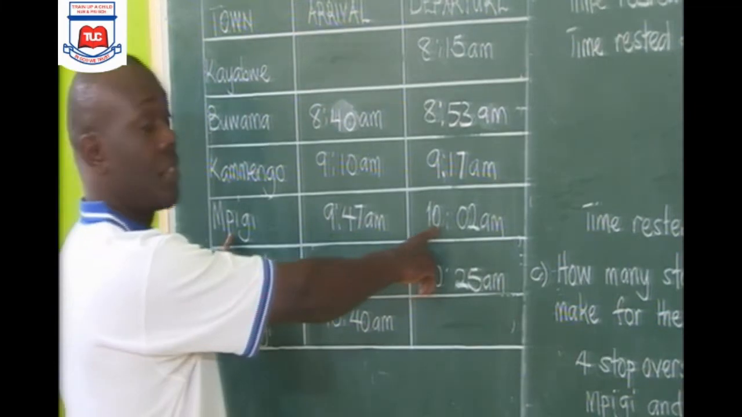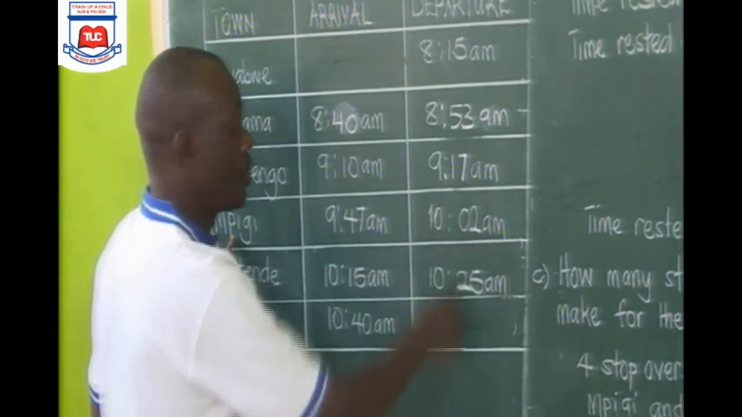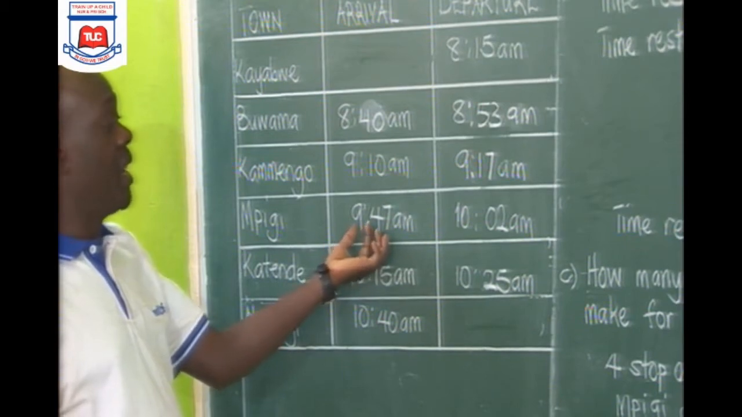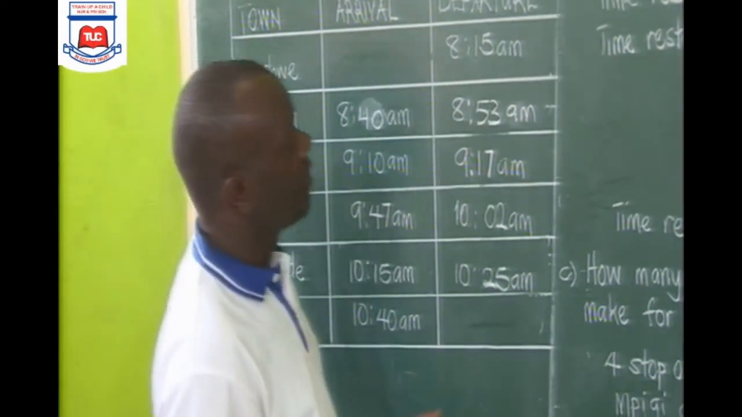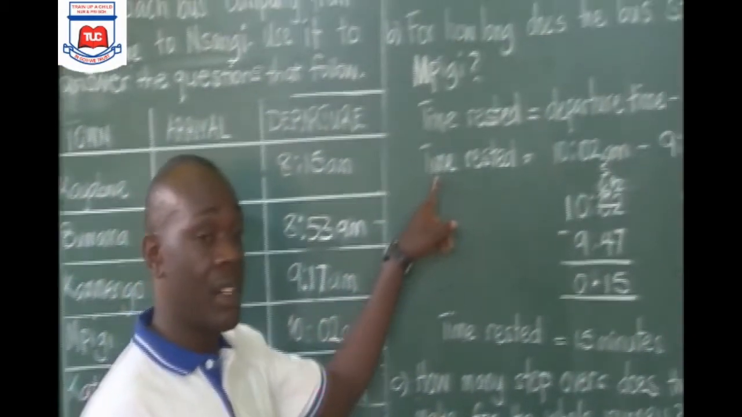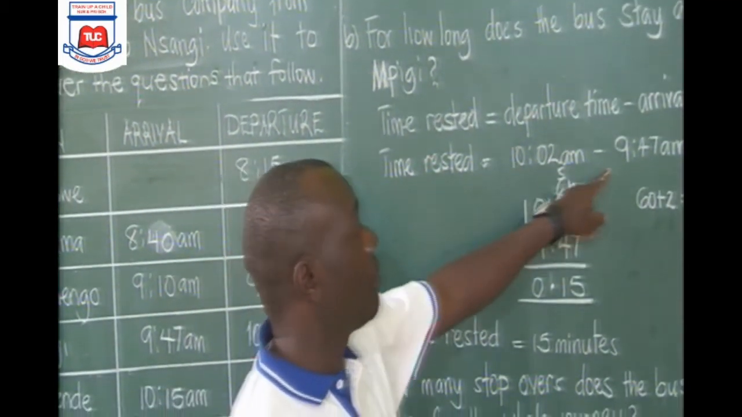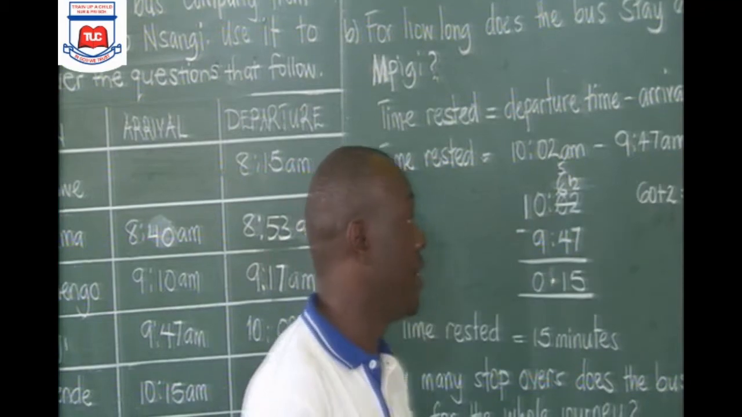The departure time from Mpigi is 10:02 a.m. minus the arrival there, which was 9:47 a.m. So you go down and say time rested equals 10:02 a.m. minus 9:47 a.m.